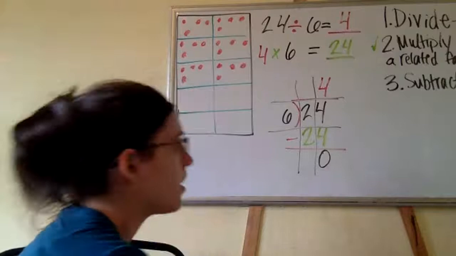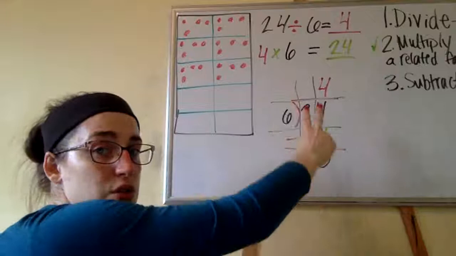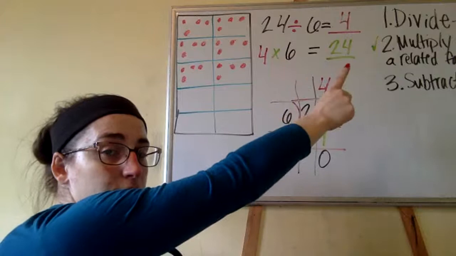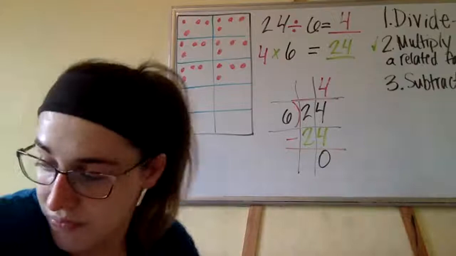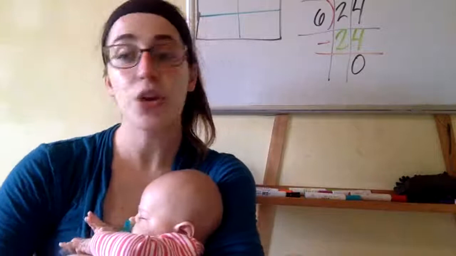So my numbers are different because this is a different equation, okay? But the 24 that we got when we multiplied comes down here below this 24 that's already here. So yours is going to be 21 because you have 7 times 3 equals 21. So that 21 would come down here on your paper below that 21. And then you'll solve. What is 21 minus 21? Zero. Okay. Because you have zero, there's no more equations left to do.